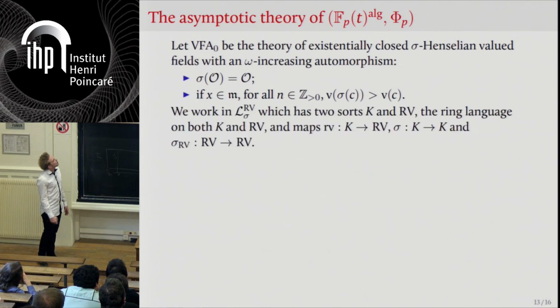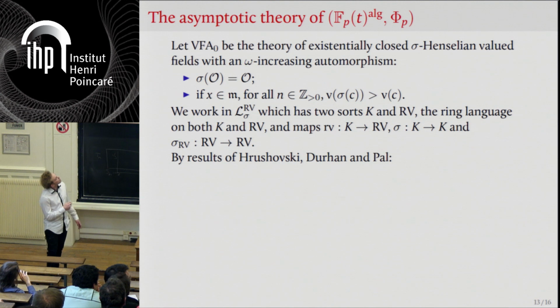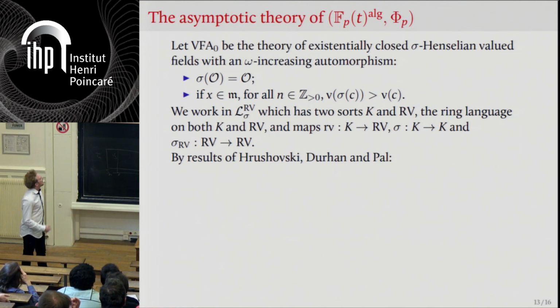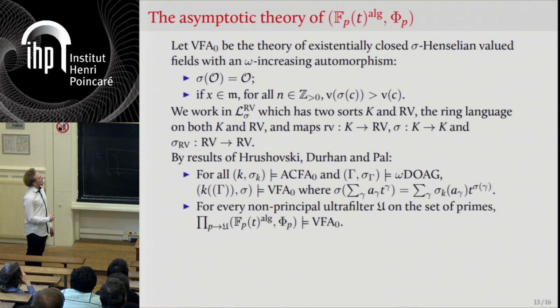And so we'll be working in the language where we have RV and we add sigma on both K and RV. Yes, it's VFA 0. I forgot, there should be an equicharacteristic 0 statement. I'm only interested in equicharacteristic 0. And then by results of various people, I can build a model of that theory by taking a model of ACFA 0 and an omega increasing divisible ordered abelian group, and then just taking the Hahn series, with a reasonable automorphism. But I can also do it by taking an ultraproduct of these structures.